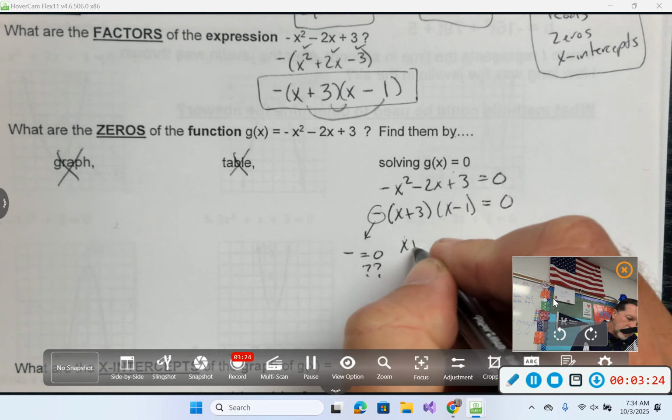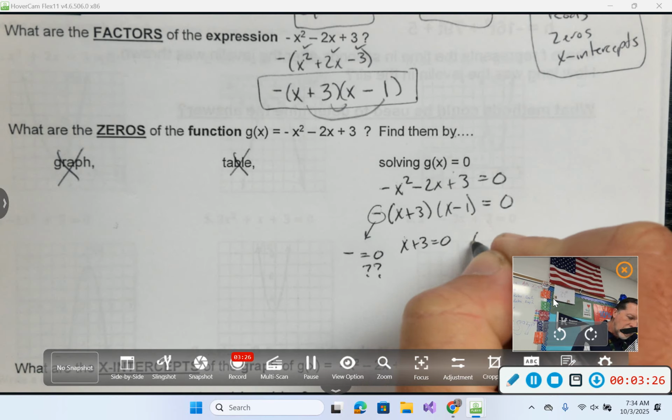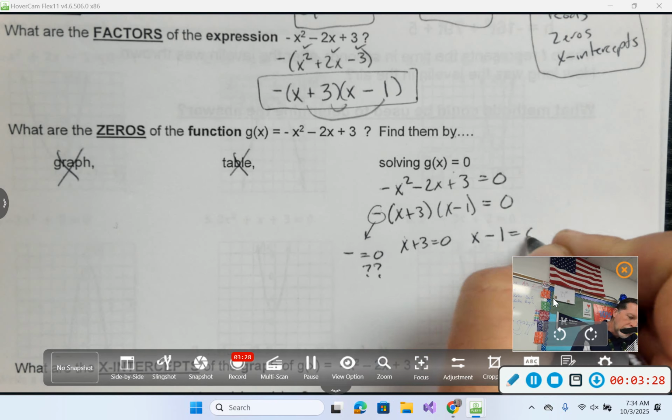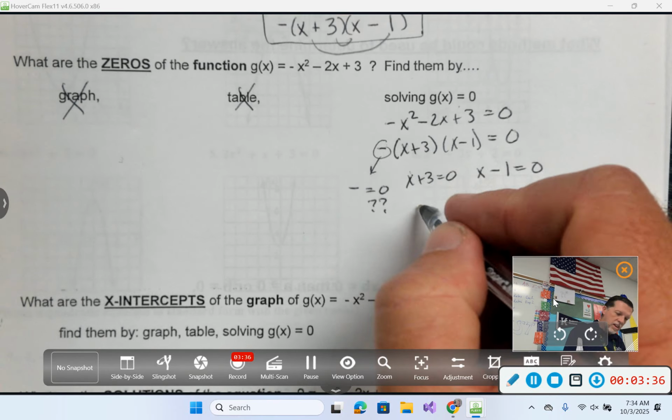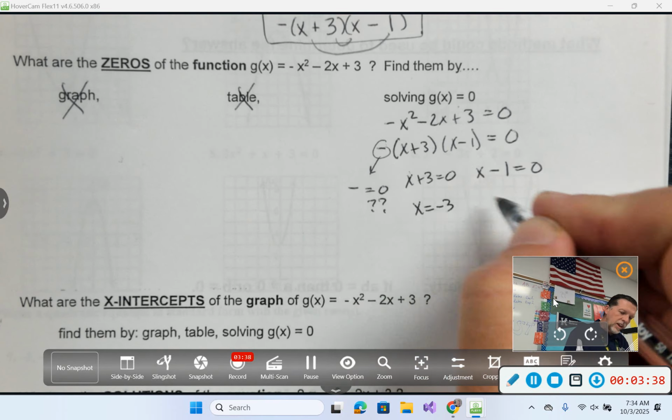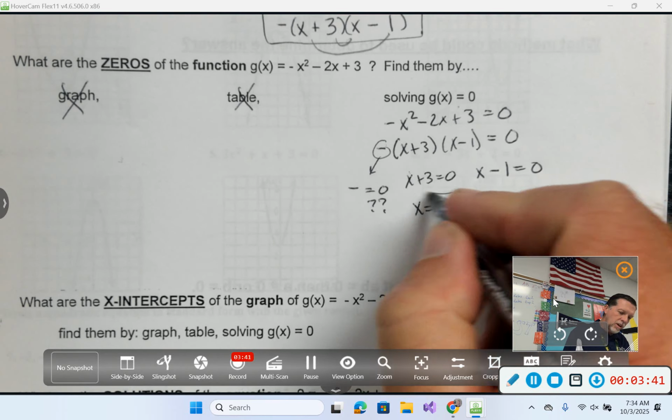Set the other two equal to 0. X plus 3 equals 0. X minus 1 equals 0. That is the step that you frequently skip, which is okay. X equals negative 3, and x equals 1.